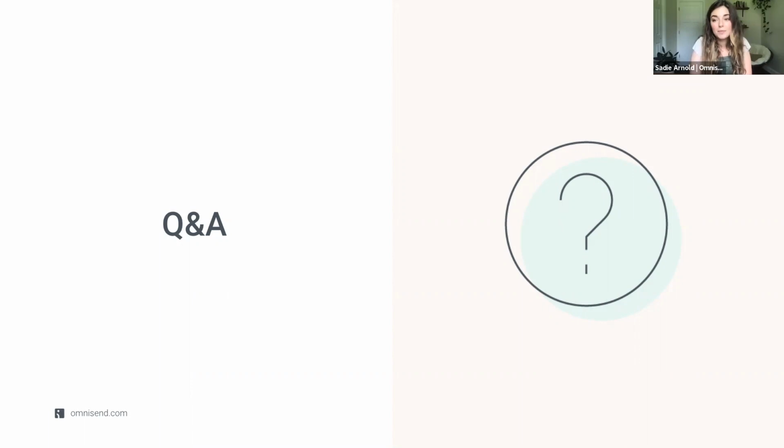I also implement splits in a lot of my abandoned cart automations. You can split on cart sum. So if their cart sum is over $50, we're going to send them a discount. If it's not over $50, that cart's not valuable to me, so I'm not going to send it to them.